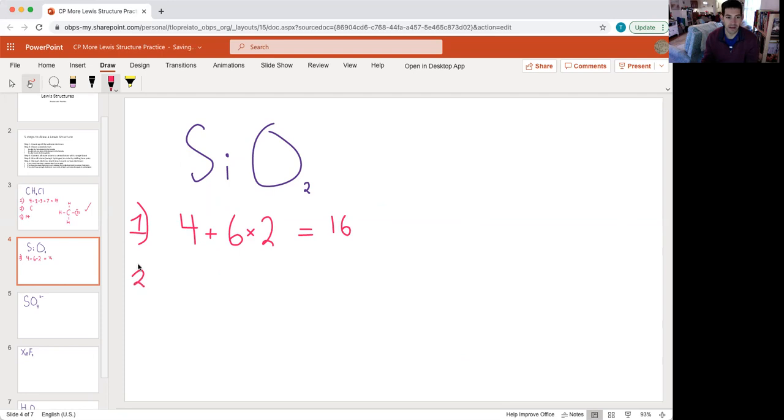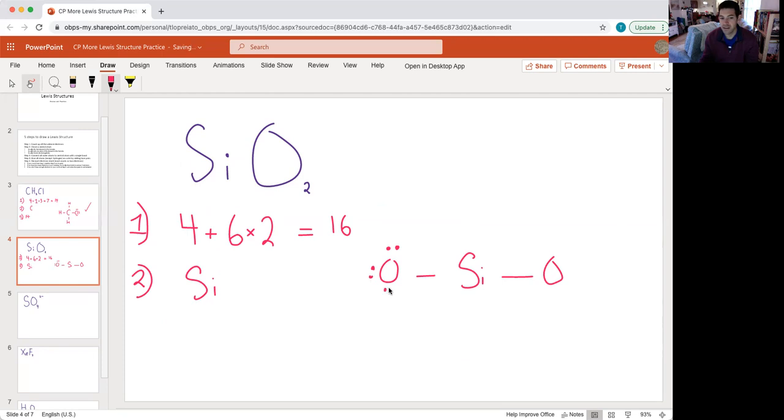All right, we got to pick our central atom, Si. It is the first element in the formula. There is only 1 atom of it. So we should feel good with that. Now we're going to connect the 2 oxygens. That is step 3. Step 4, we're going to give lone pairs to give each element an octet.